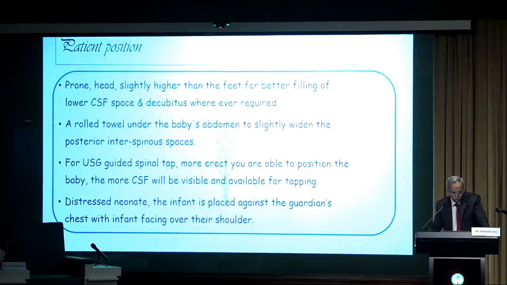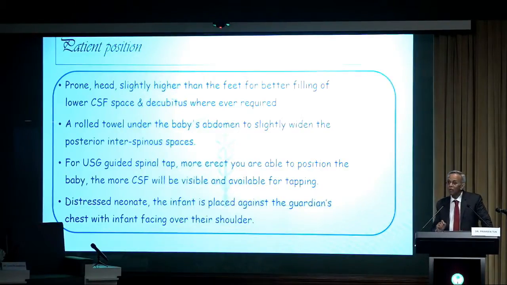Then we use ultrasound guided spinal taps. Whenever we want to do an ultrasound guided spinal tap, what we try to do is we put the patient in such a way that the caudal region becomes dependent, so the CSF gets collected there. You can see more amount of fluid. At the same time, it becomes easier for us to do the tap.